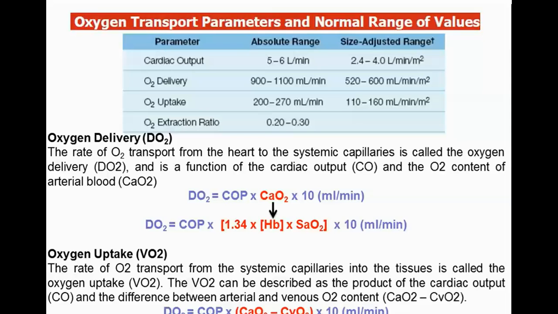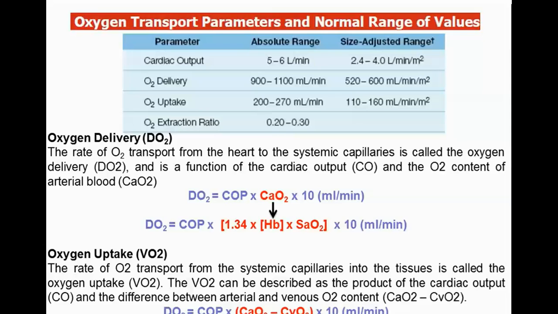Oxygen content. Arterial is 20, and the venous is 15. The uptake is 5. So 20 per deciliter, or per liter, 200. 200 multiplied by 5 is 1,000. So the oxygen delivery will be 1,000 milliliter per minute. It's clear? As I said, cardiac output is 5, and oxygen delivery is 1,000.